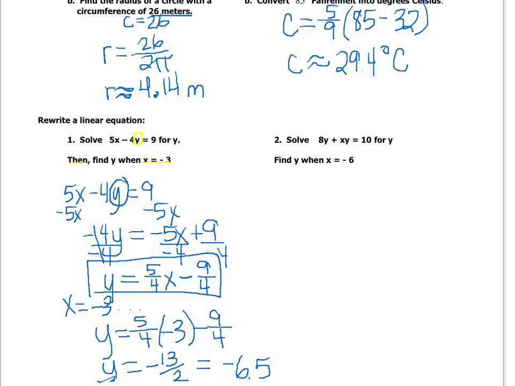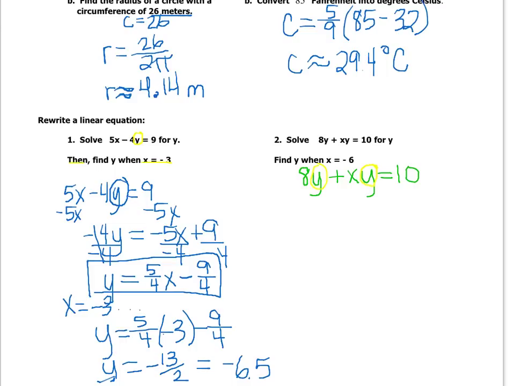For number 2 here, we want to solve for y again, and then we want to find y when x equals negative 6. So there's another 2 parts to this one. I'm going to change my color pen here. So this is a little different though. It's 8y plus xy equals 10. Now I want to solve for y, but when I circle my goal, I got 2 of them. I can't solve for 2 letters at once.